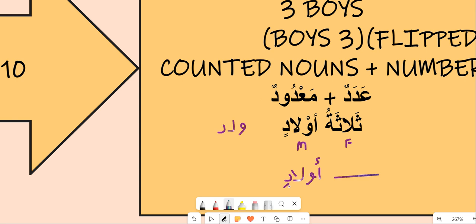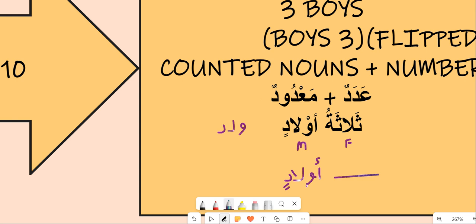Awladin, and this is a nakira idafa, so it will have a kasratin. Now you have your madud. Why did I write madud first? Because this will tell you the gender of the number. So first of all, write the madud, the counted noun.